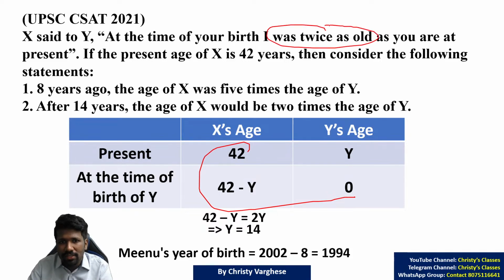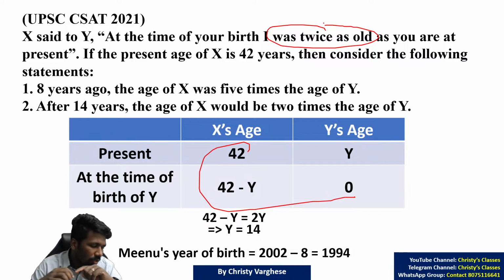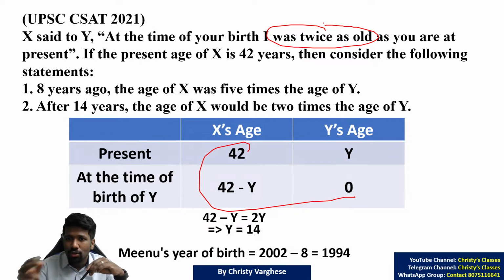Twice as old as you are at present means presently you are y years old. Twice as old as you are at present means when you were born, I was twice as old as you are at present. Now I am thrice as old as you are at present, because now y years is added to that 2y. Y plus 2y is 3y. That way you can directly say 3y is equal to 42.